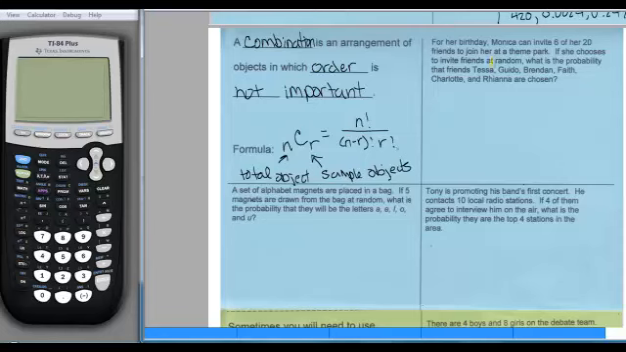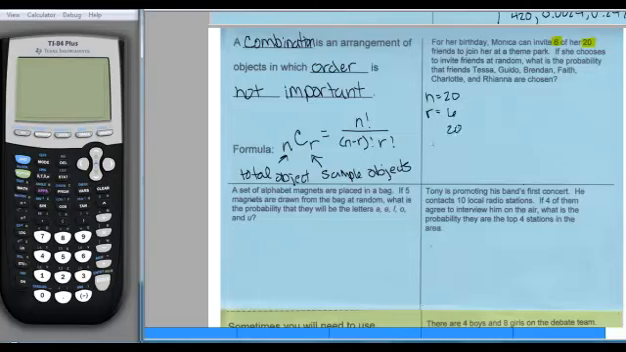Okay, so it says for her birthday, Monica invited 6 of her 20 friends to join her at a theme park. If she chooses to invite friends at random, what is the probability her friends, Tessa and Annie, are among those 6 friends? If you notice, it doesn't say Tessa has to be chosen first, she just needs to be one of the 6. So that is what makes this a combination. So your n is your total, which is 20, and your r is your part, which is 6.